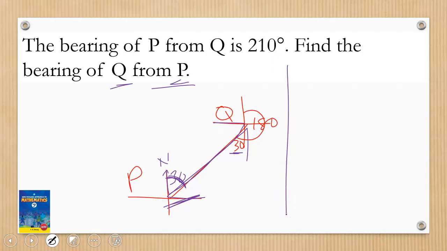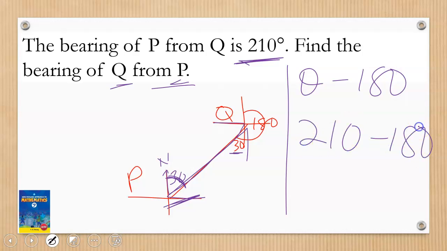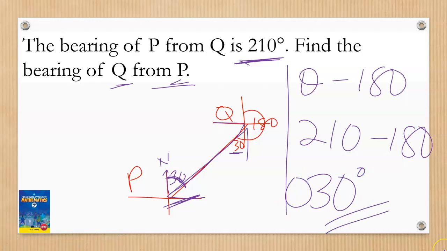If you use the formula, because the angle here is more than 180, we are going to have theta minus 180. Theta is 210. So when you take away 180 from 210, the answer will obviously come as 30 degrees. I'm sure this video has really helped you to know how to calculate the back bearing. Go ahead and solve more questions on your own.